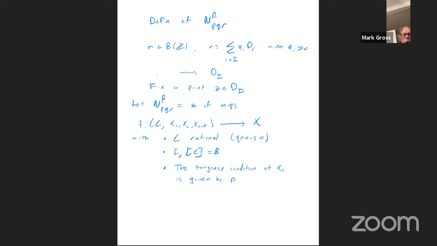Sorry, Salman, z is a point in this divisor, so it's a point of the variety.